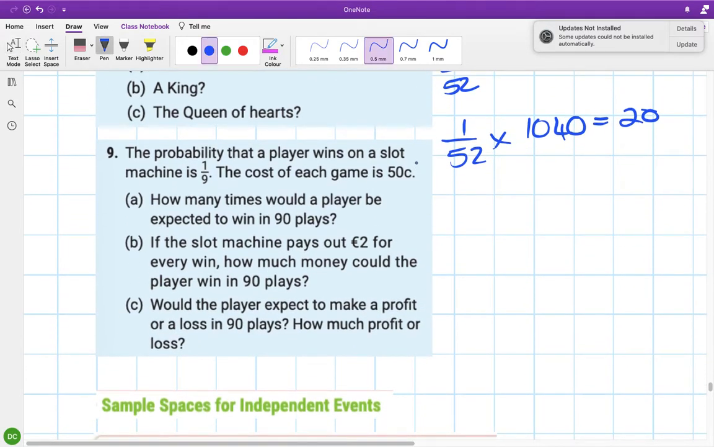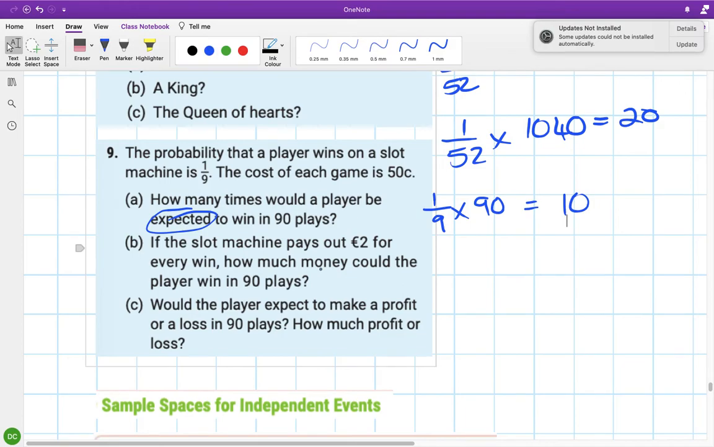The probability that a player wins a slot machine is 1 over 9. The cost of each game is 50 cents. How many times would a player be expected to win in 90 plays? Okay, so again, this is expected. So we get the probability of a win, and we multiply it by the number of trials. If you put that into your calculator, you get 10. So we'd expect them to win 10 times.